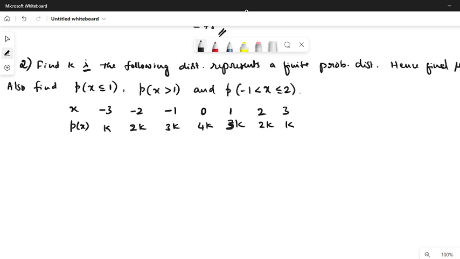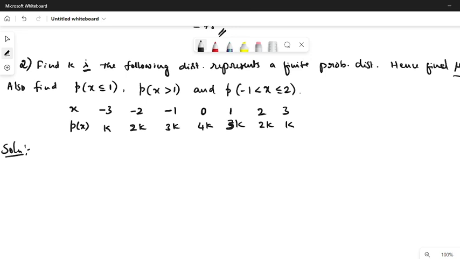Now, solution. So here the solution involves 3 steps, as I said already. First step, we need to find the value of k. Second step, we have to determine mu and standard deviation. Last step, we have to find the probability of x less than or equal to 1, x greater than 1, and x lying between minus 1 and 2. Okay, let us concentrate on the first step.